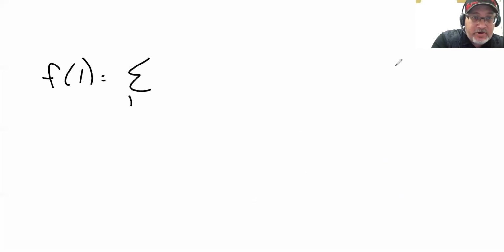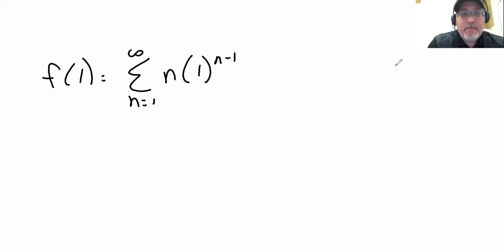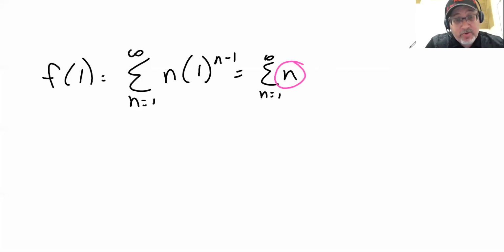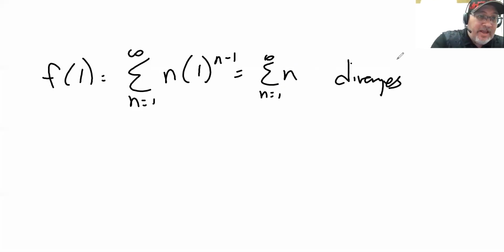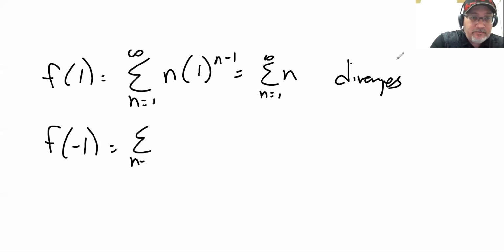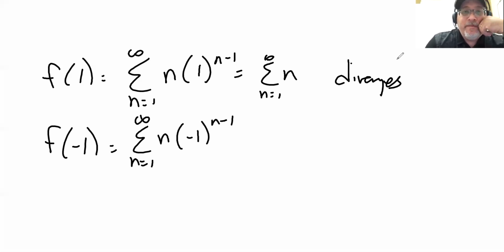When we put 1 into our new series, we get n times 1 to the n minus 1, but 1 to any power is just 1. Well, it should be pretty clear that this diverges. The nth term does not go to 0. So this is a quick divergence. And we also have to check -1. If we put -1 back into our series, we get n times (-1) to the n minus 1. This is an alternating series, but notice that without the alternator, it still blows up. So this diverges by what I once dubbed infinite oscillation.